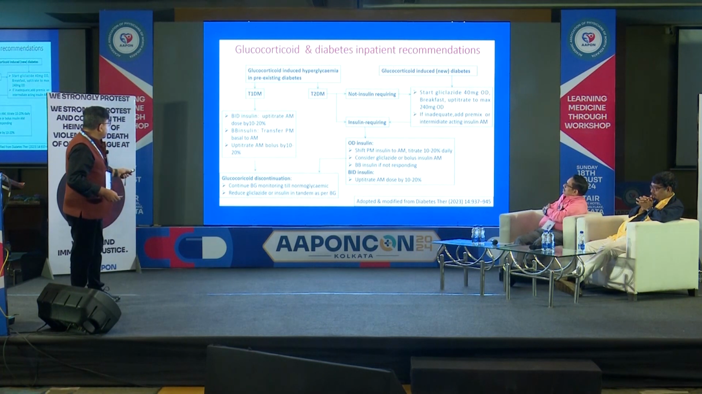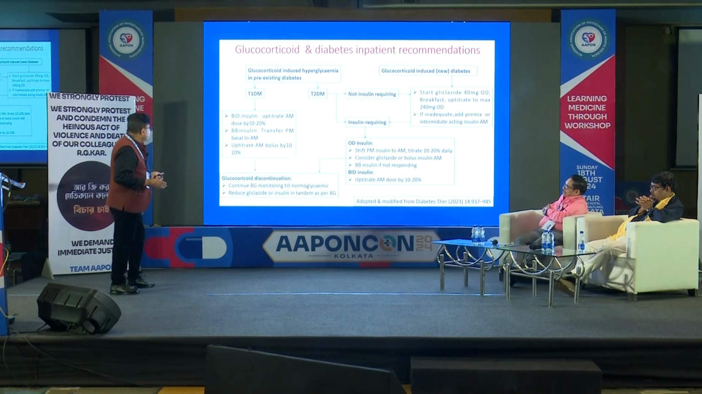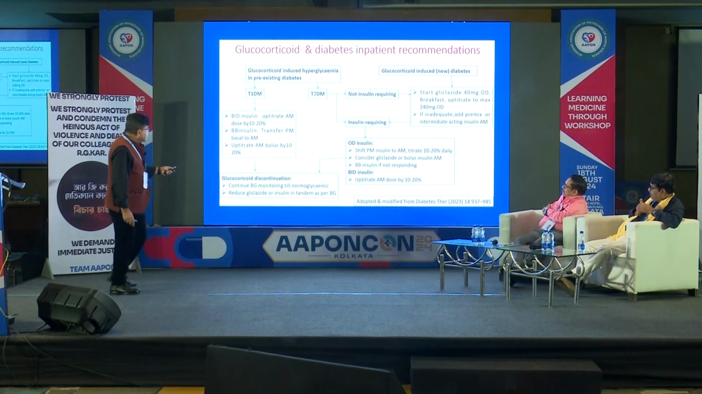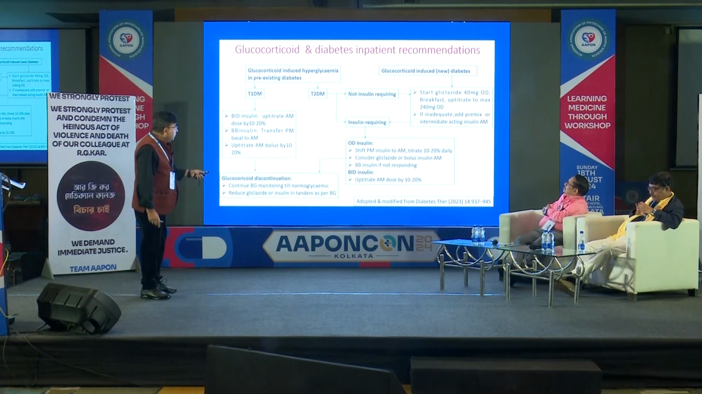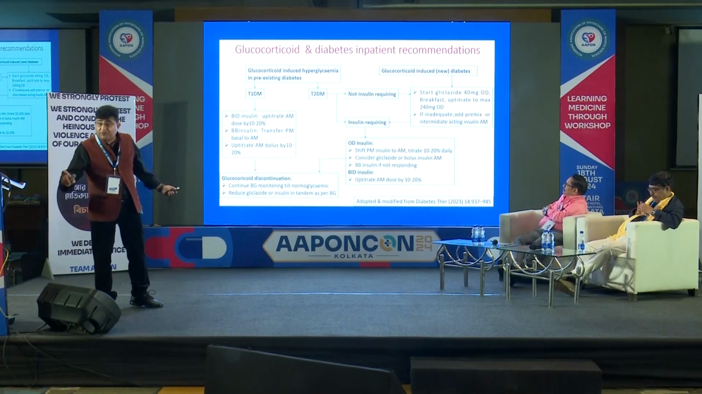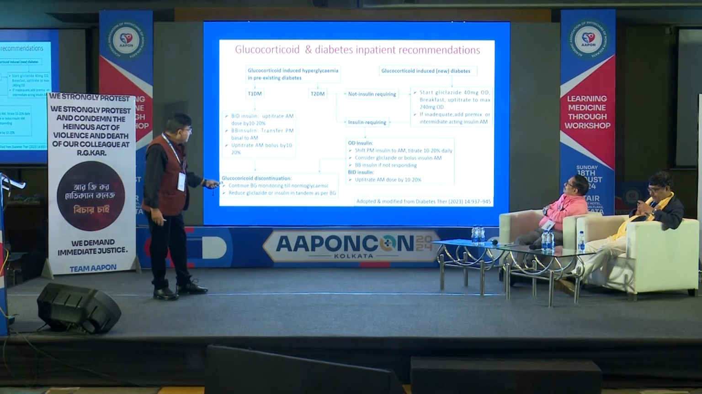For glucocorticoid induced hyperglycemia in pre-existing diabetes like type 1 diabetes, you have to go for basal bolus insulin and up titrate the AM bolus by 10 to 20%, and up titrate the AM dose by 10 to 20% if the patient is on BID insulin, which they are not mostly, type 1 diabetics are mostly on basal bolus. If the patient is type 2 diabetic, not insulin requiring, you may start with a shorter acting sulfonylurea like gliclazide and also glipizide, which is a forgotten drug but a very good drug, around breakfast time, and up titrate to a maximum of 240 milligram OD.